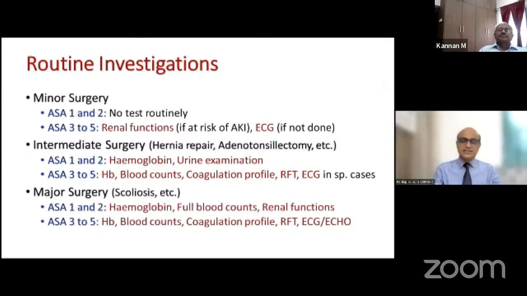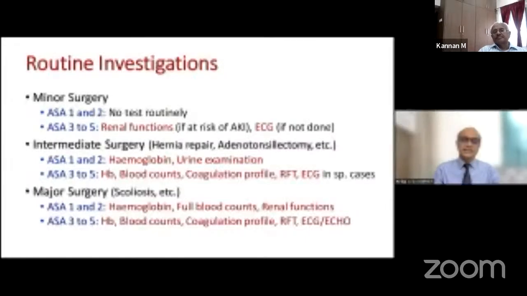Major surgeries like scoliosis in ASA 1 and 2, you would like to do hemoglobin, full counts, and renal functions. However, if the patient belongs to ASA 3 and 5, then apart from what we are doing for ASA 1 and 2, you would also like to do coagulation profile, ECG, or an echo.